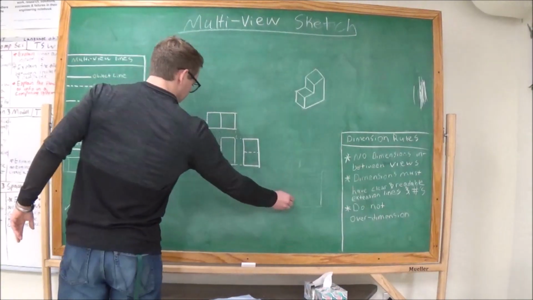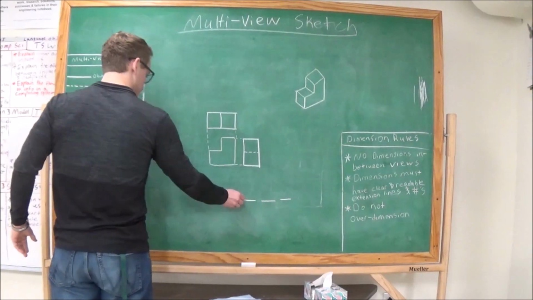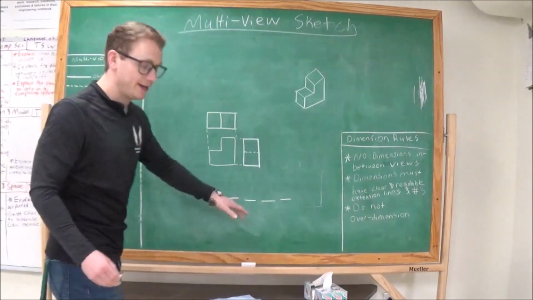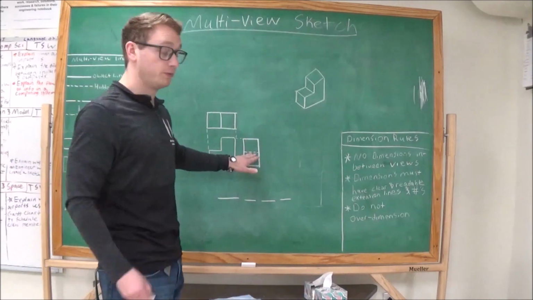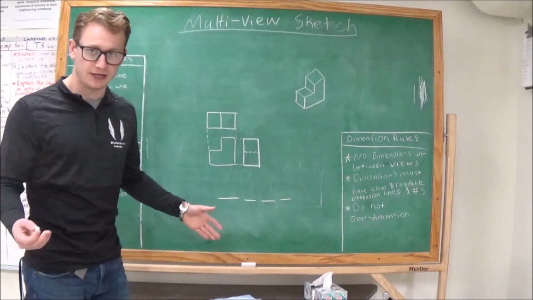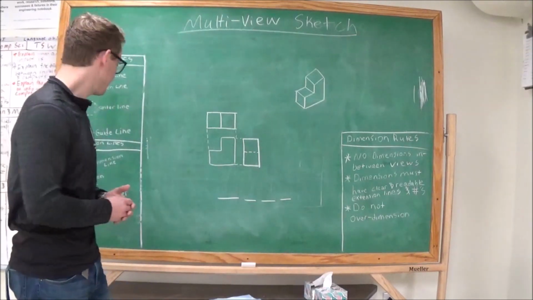I'll draw it a little bigger so you can see it. We would draw dashed lines where they're all about the same size, equally spaced out when we're showing what's called hidden lines. And if you don't know what that is, you'll find out.